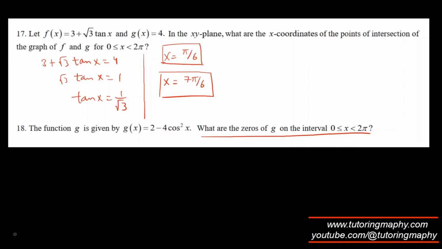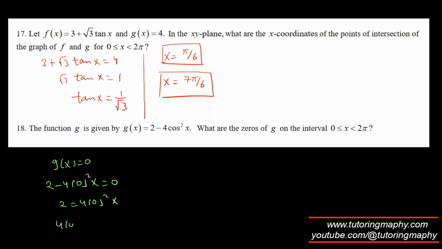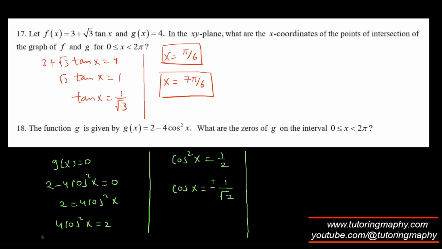What are the zeros of g? Zeros means where the function g is 0, right? So function g is 0 when 2 minus 4 cos square x is equal to 0, which means that 2 is equal to 4 cos square x, which means that dividing both sides by 4, cos square x is 1 over 2, because 2 over 4 is 1 over 2. So be careful, when you take a square root of both sides, you won't just end up with 1 over root 2. You will end up with plus and minus 1 over root 2. So you'll have two solutions here.